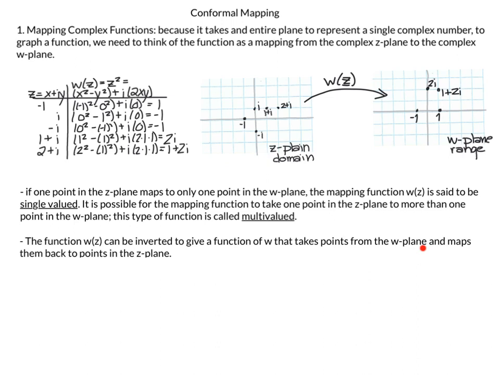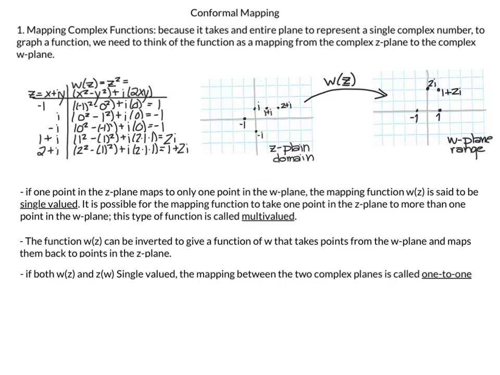Our next point is the function w(z) can be inverted to give a function of w that takes points from the w-plane and maps them back to points in the z-plane. So the inverse here for negative 1 should map us back to i and negative i. So the inverse would be an example of a multi-valued function. If we have a function where both w(z) and its inverse are single valued, then the mapping between the two complex planes is called one-to-one.